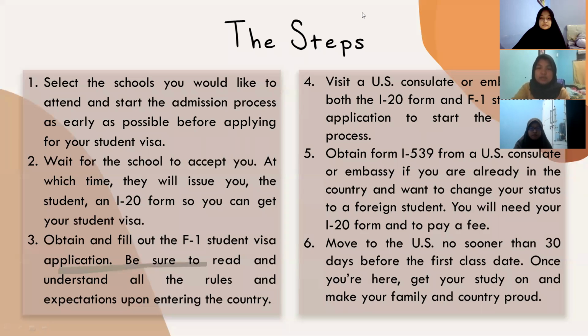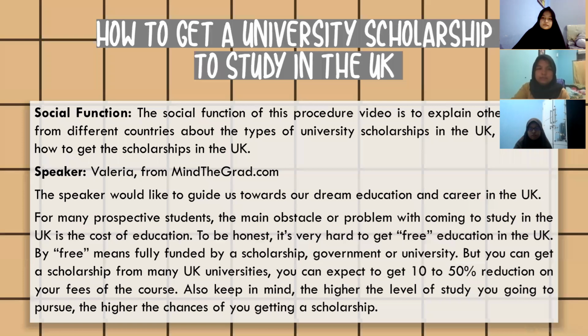Fifth, obtain Form I-539 from a U.S. consulate or embassy if you are already in the country and want to change your status to a foreign student. You will need your I-20 form and to pay a fee. The last step is move to the U.S. no sooner than 30 days before the first class date. Once you're here, get your study on and make your family and country proud.